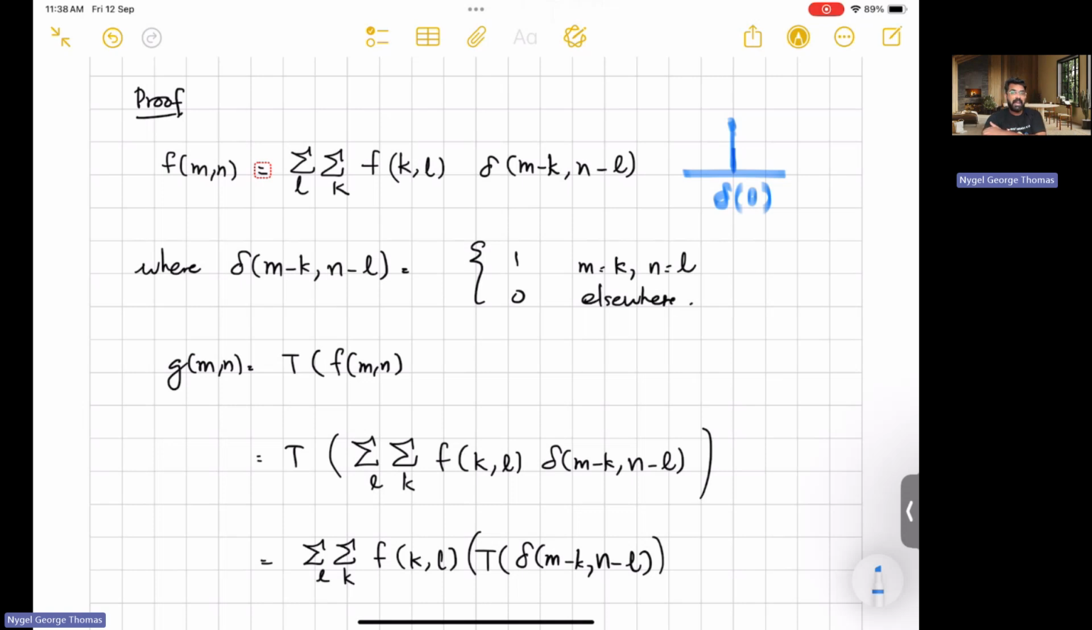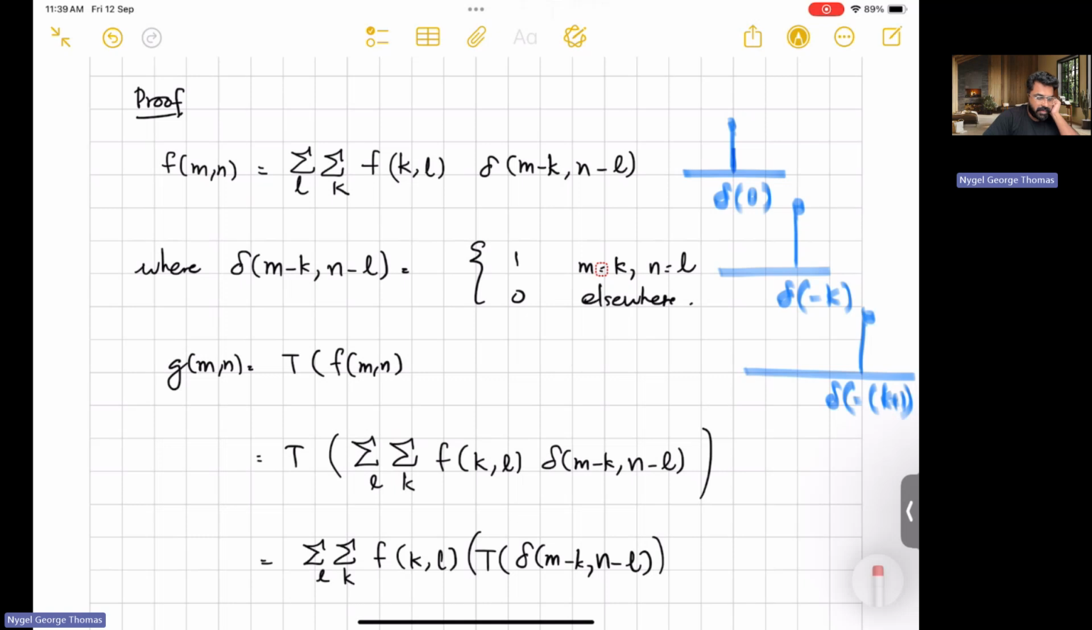Then what will happen if I shift this by minus k? So this will get shifted to somewhere here, right? This is delta of minus k. And suppose I have to shift it to delta of minus k plus 1. This is how it is going to look. So it is getting shifted.